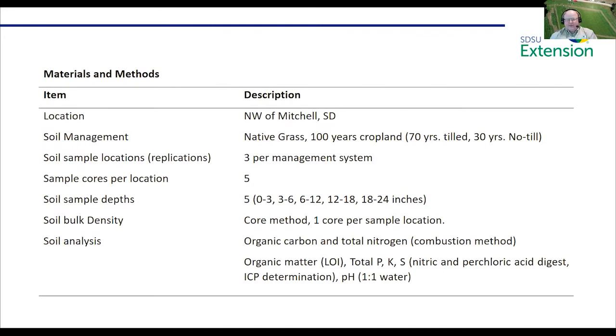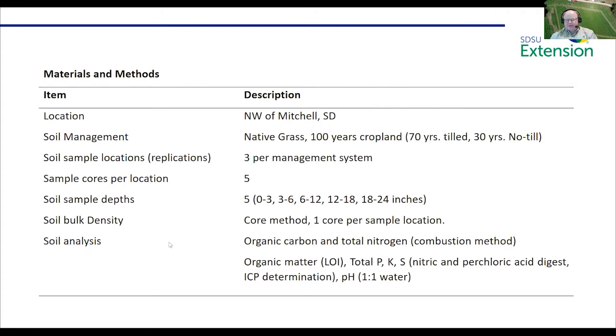What we did, we call that our materials and methods. The location is northwest of Mitchell. The soil has either been managed as native grass or in a cropland situation. Gene estimated that it had been farmed for about 100 years, of which 70 years was tilled and 30 were in no-till. We identified 3 sample locations on each management system, on the grass side or on the cropland side, and we then sampled 5 cores at each one of those locations.